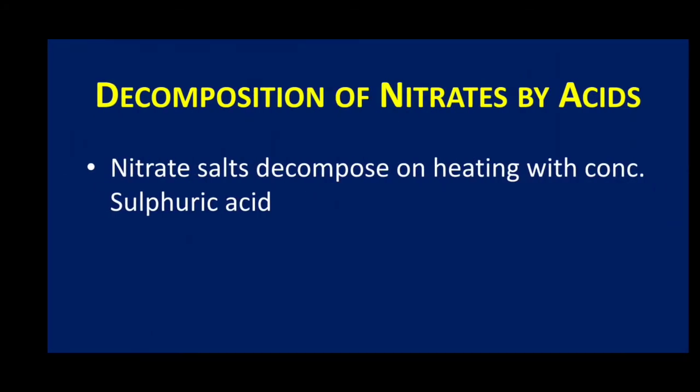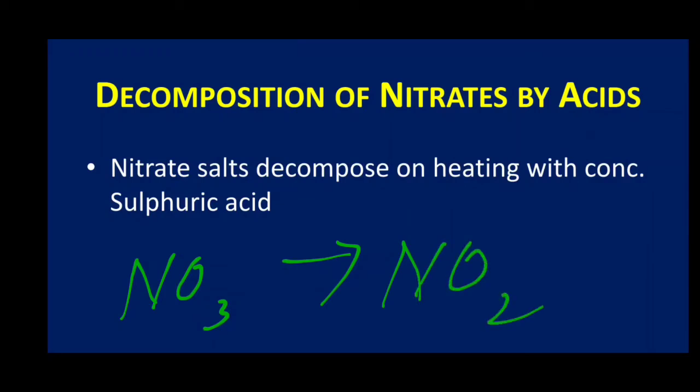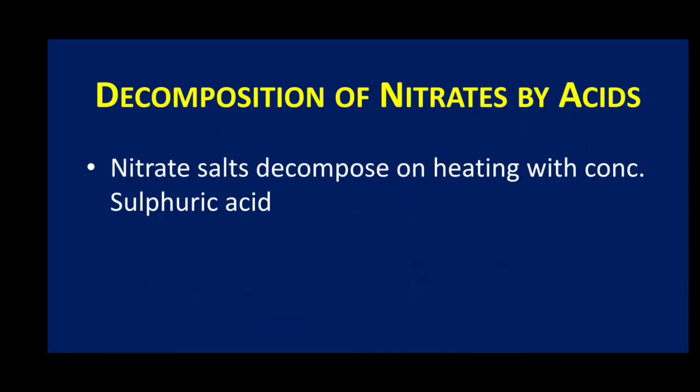Now we'll see decomposition of nitrates. What does nitrate contain? We know nitrate contains a NO3 group. So naturally from a NO3 group, what are we looking to get? The product that we can get could be nitrogen dioxide. Nitrogen dioxide can be got from a NO3 group. So let's see how it goes.